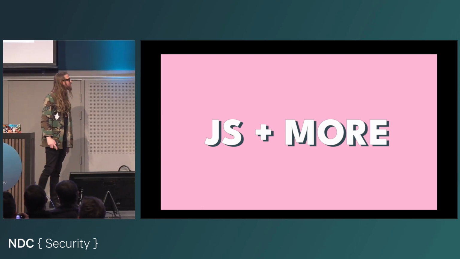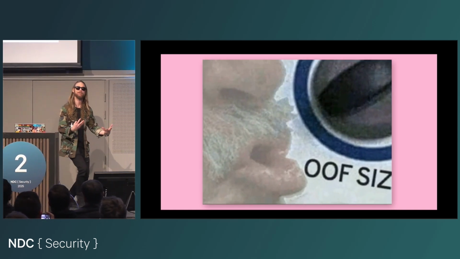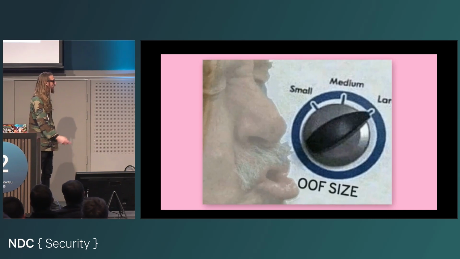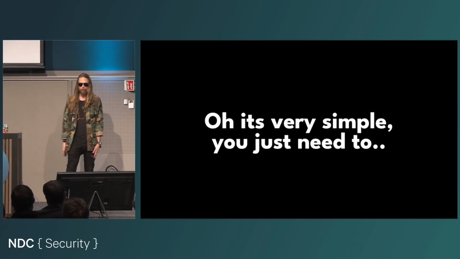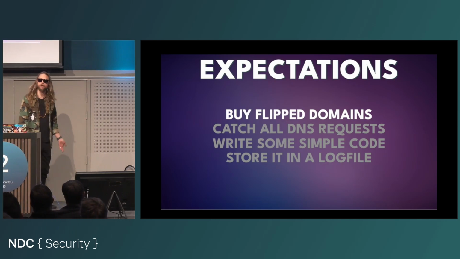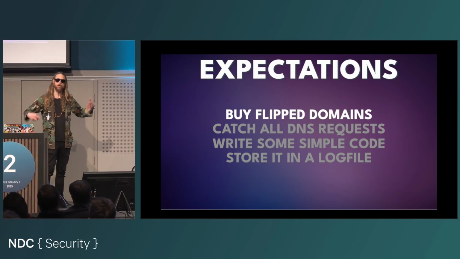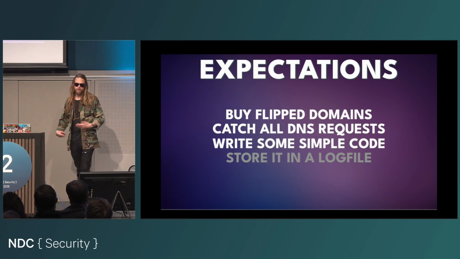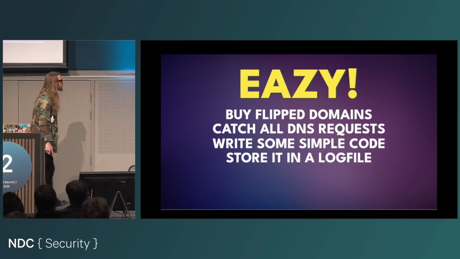And at this stage, I'm like, ooh, I want to know how to do that. So I was like, how can I do this? Well, obviously, it's very simple. All you need to do is buy a bunch of flip domains, then catch all the DNS requests coming in, write some simple code, and then store it into a log file. Easy, right?